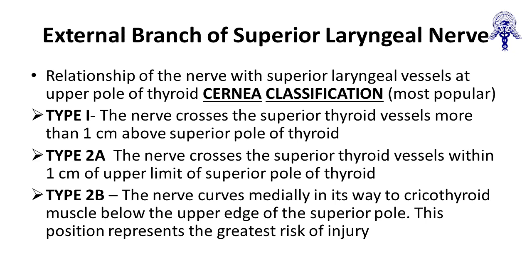Now this is again a very important relationship, called the Cernea classification, which is followed by most surgeons. Three relationships have been described: type 1, type 2A and type 2B. In type 1 the external branch is seen at least 1 centimeter above the upper superior pole. Type 2B is almost near, or just posterior to, the upper pole, and type 2A is within 1 centimeter. It is the type 2B which is most vulnerable. So all these points we must keep in mind when we dissect the superior pole of the thyroid.